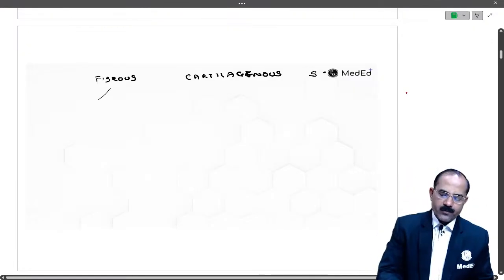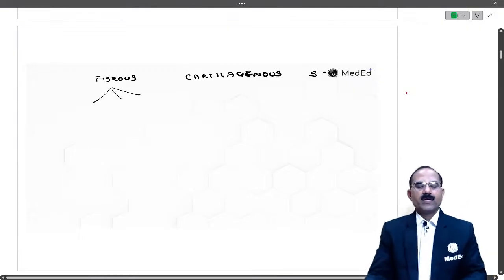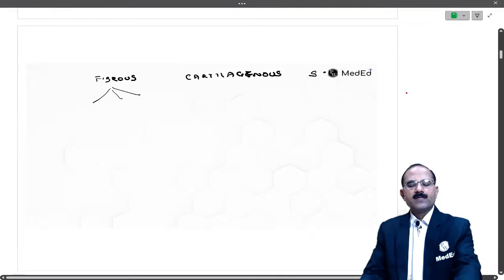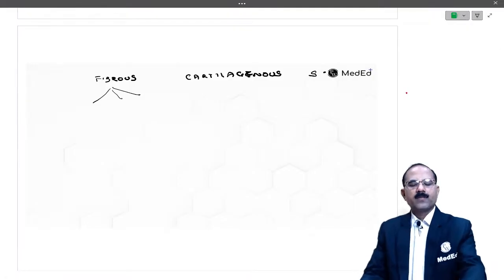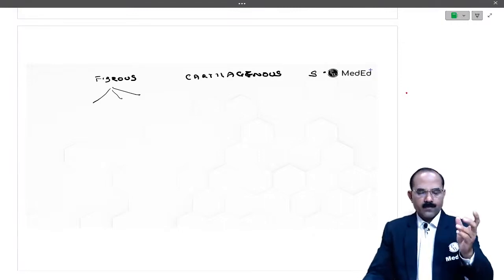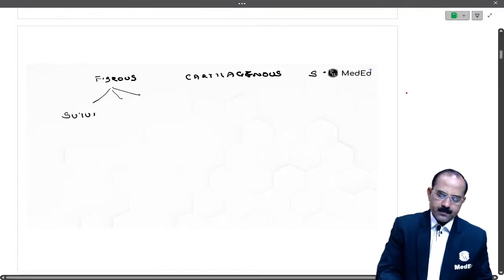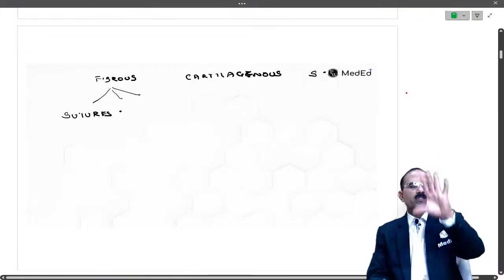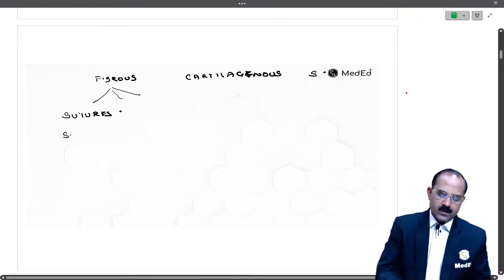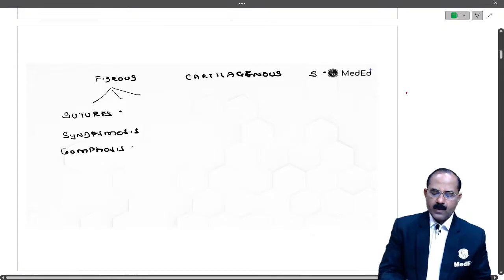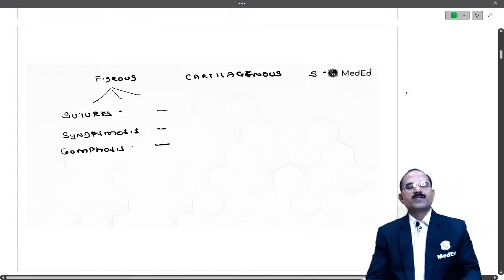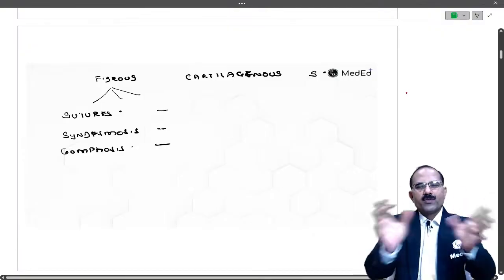Now, fibrous joints are of three types. Just remember this broad classification: sutures, syndesmosis, and the third one is gomphosis. In fibrous joints, no movements are possible.